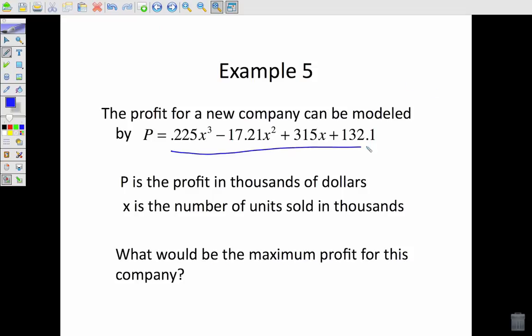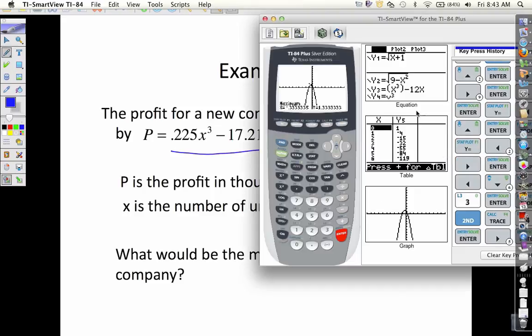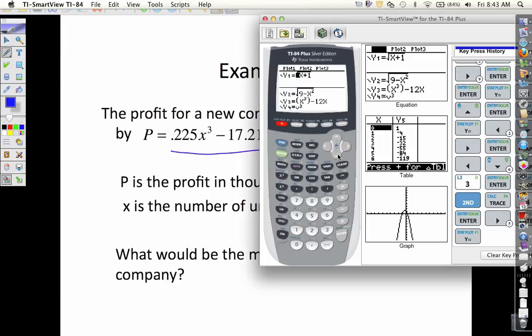Okay, last problem. The profit for a new company can be modeled by this function. Go ahead and put that into y equals. It says P is the profit in thousands and x is the number of units sold in thousands. What would be the maximum profit for this company? All right, go back to my graphing calculator. And we're going to pull up this graph.